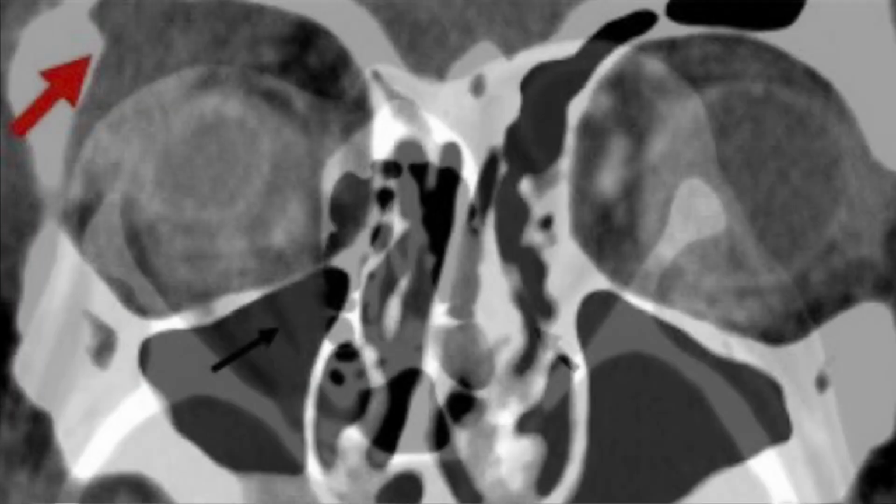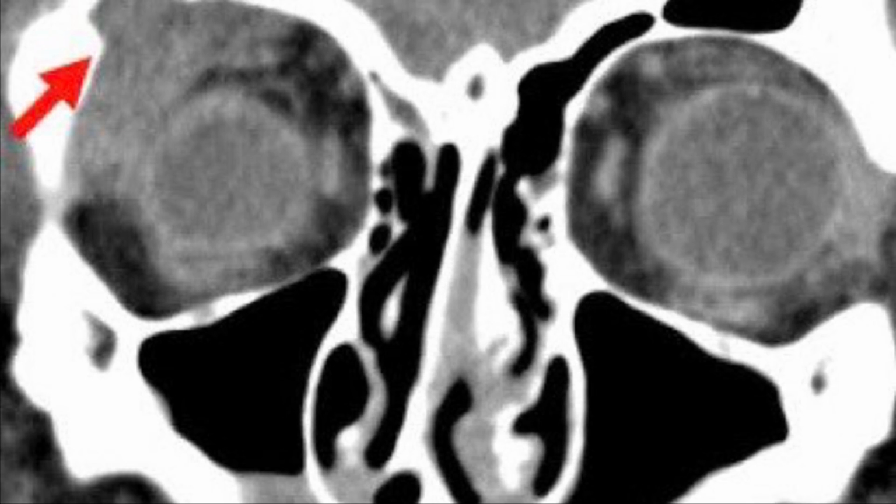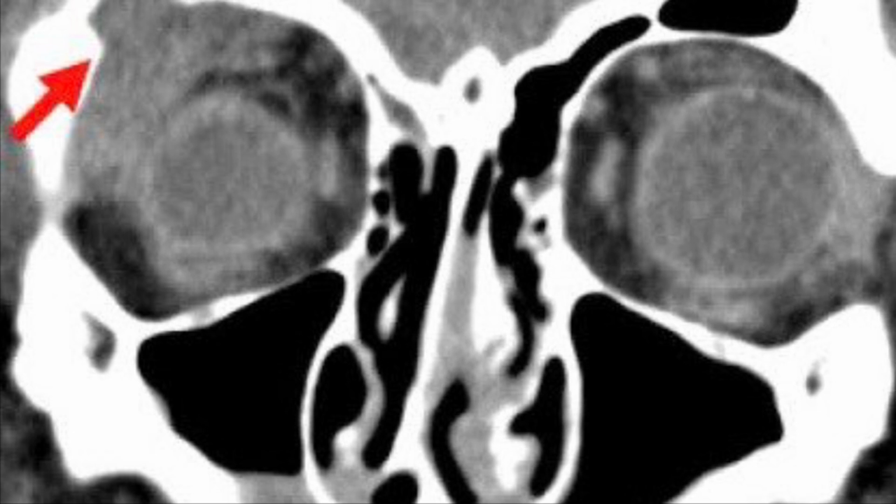This orbital pseudotumor is highly responsive to systemic corticosteroid treatment, and steroids are the established primary treatment of orbital pseudotumors. Other treatments are radiotherapy, cyclophosphamide, methotrexate, cyclosporin, and rituximab.